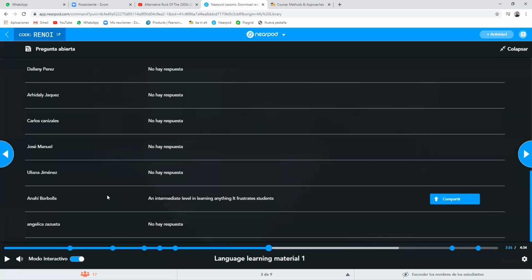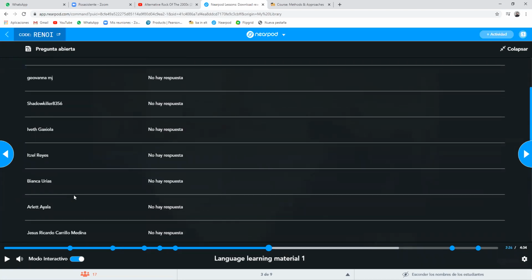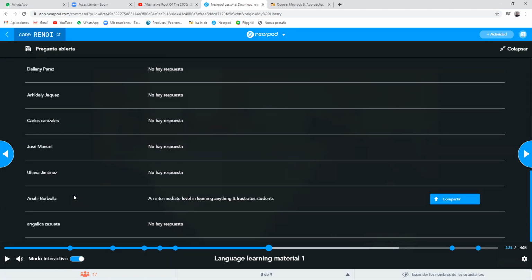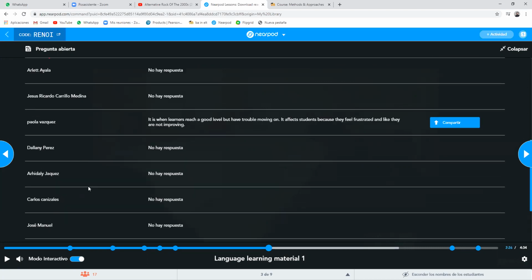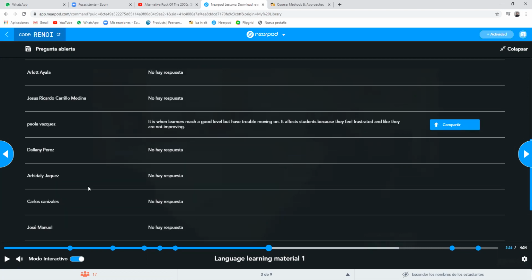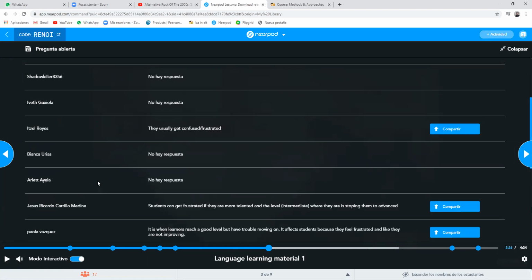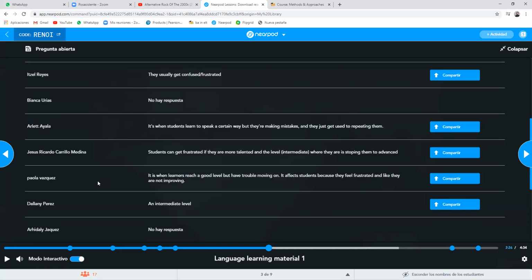Okay, very good. Anaí says intermediate level in learn anything. It frustrates students. Well, yeah, it's partially right. Nobody else? It is when learners already reach a good level, but they have trouble moving on. Right. They feel like they're not improving. They usually get confused or frustrated.